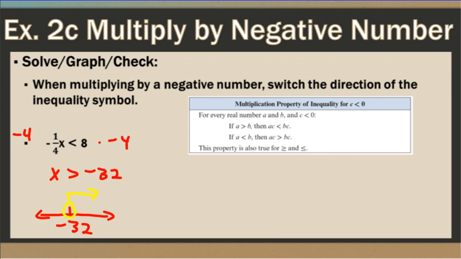Check, pick a number greater than negative 32. I'm going to choose a number that's divisible by 4, so that would be negative 28. Negative 28 times negative 1/4 has to be less than 8. Negative 28 divided by negative 4 is positive 7. 7 is less than 8. So this would be my answer.